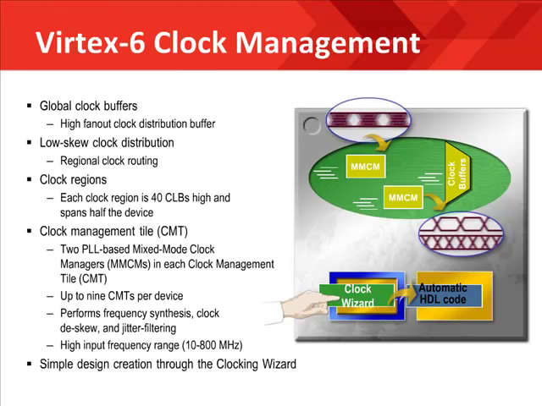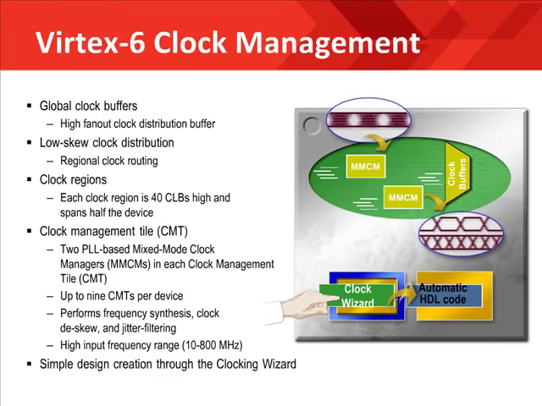Virtex-6 has three different clock routing resources: global, low skew for regional clocking, and I/O clock routing resources, which are designed for the highest speed. Now we'll talk about the specifics of these networks a little later on. We'll also talk about all these resources and explain when you want to use each of these resources.